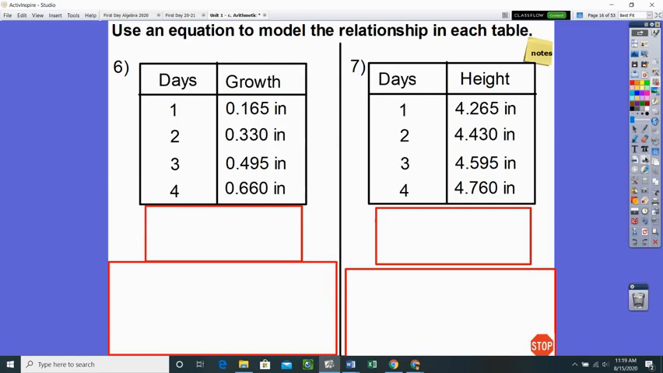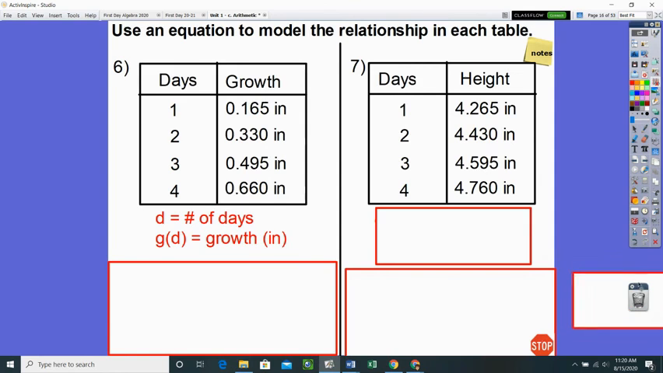So finally, just to show you that you could do this off of a table, here the first term is 0.165 and so forth. We're going to use an equation to model each of these. So if I wanted to do my n-1 rule or my explicit, I'm going to start by defining variables. I'm going to let d be the number of days, and I'm going to let g of d be the growth in inches. Don't forget your units. And I'm going to write a rule now that's going to use these two variables.